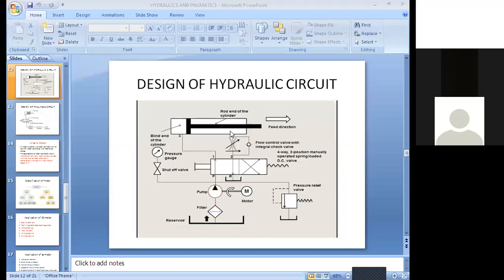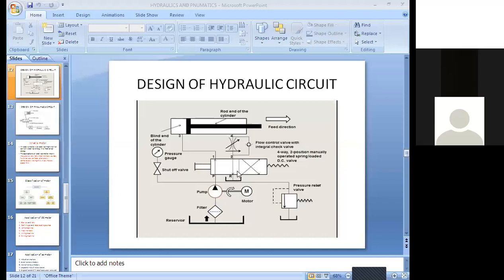So here also fluid is there. What will happen, this fluid goes through the flow control valve with the integral check valve, through this valve it comes like this, enters and again enters the reservoir and collects in the reservoir in the first position. This is the left-way position.